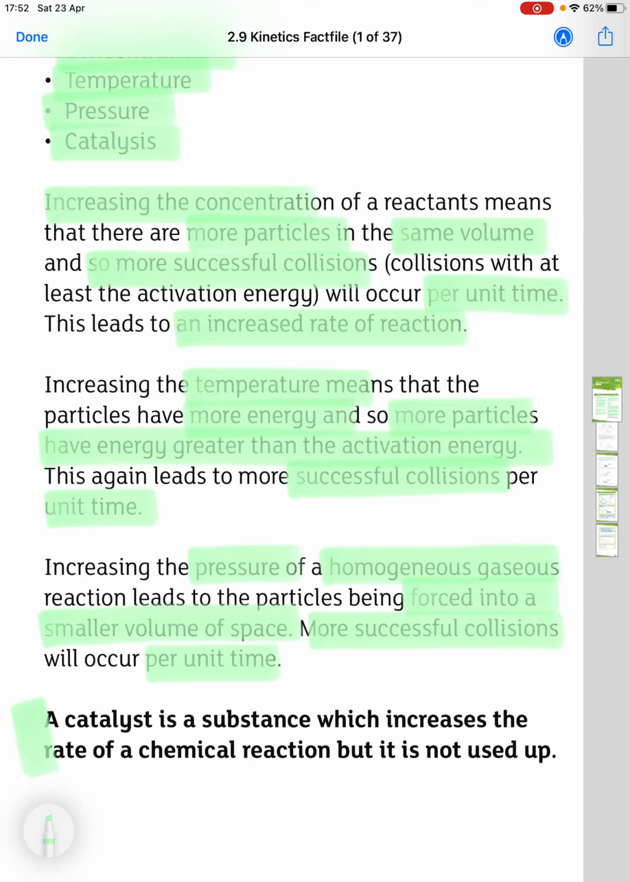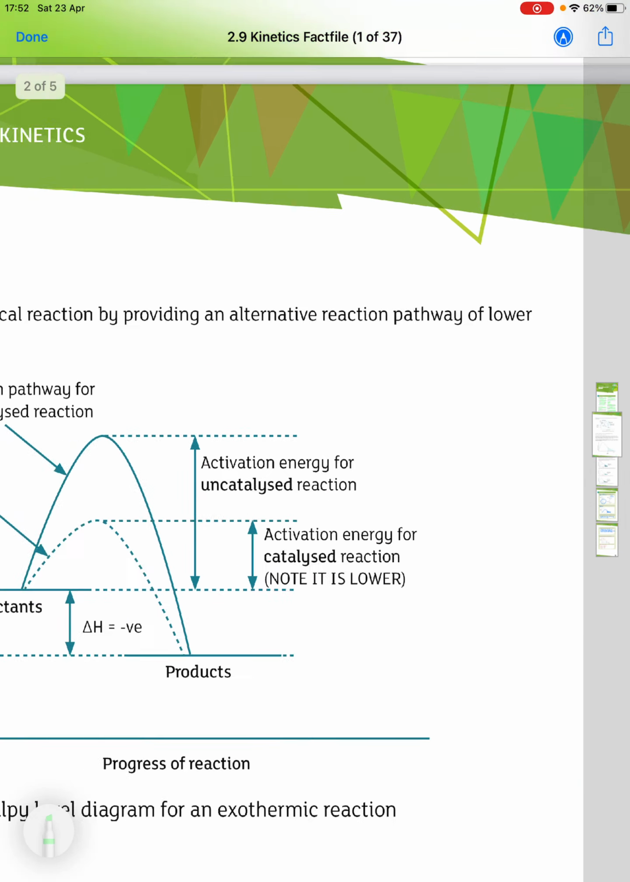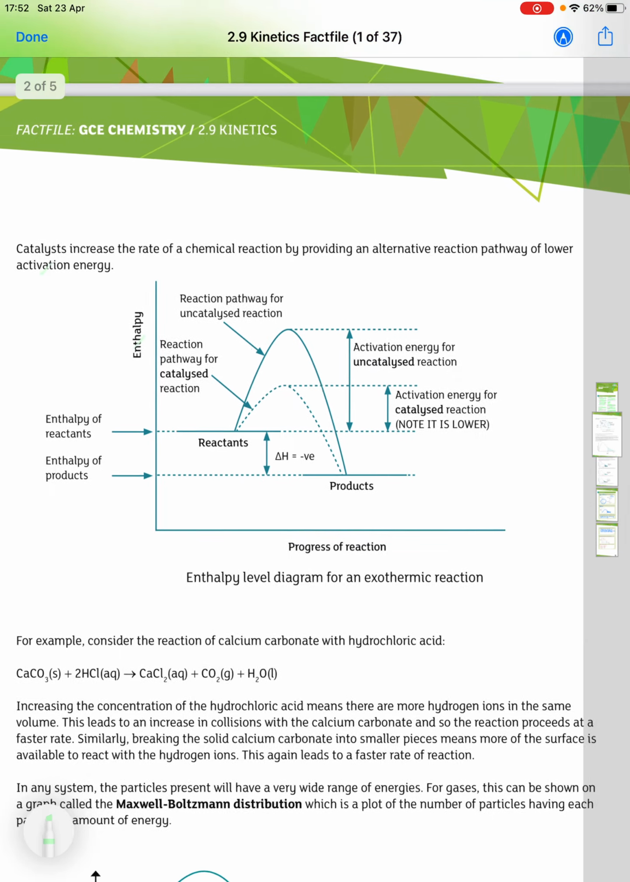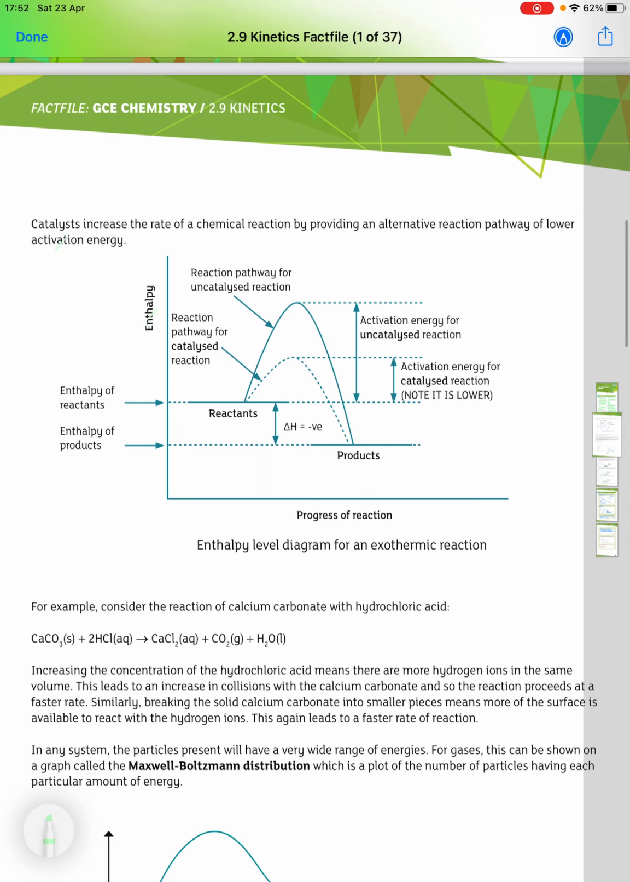Now, catalyst is slightly different. It's a substance which increases the rate of a chemical reaction, but is not used up. And catalysts increase the rate of a chemical reaction by providing an alternative reaction pathway of lower activation energy.